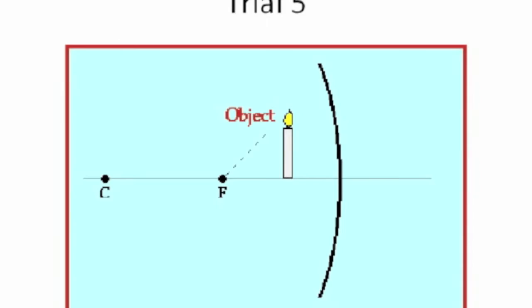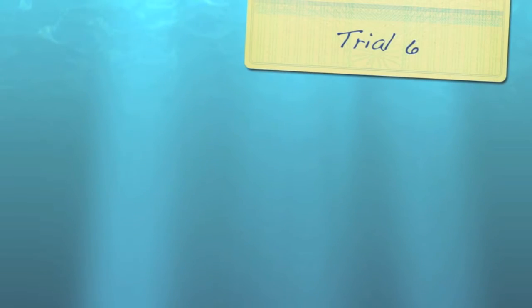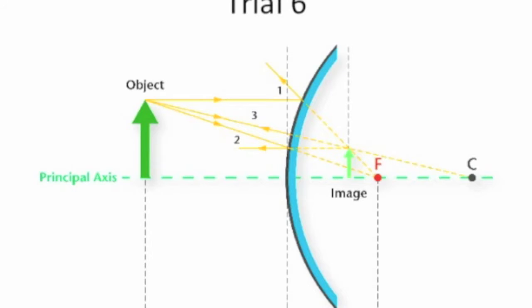When the object is between the focus and the mirror, the image seems like it is behind the mirror while appearing enlarged. The image is also virtual. All convex mirrors form a virtual image reduced in size.